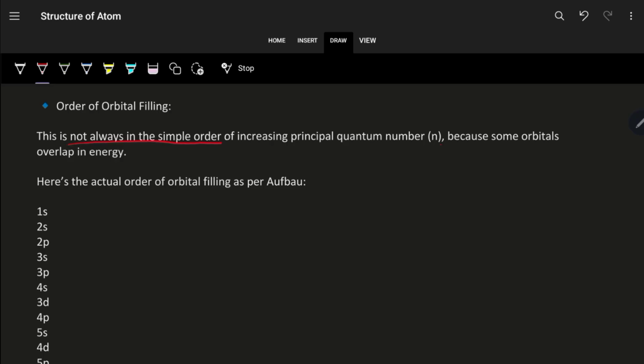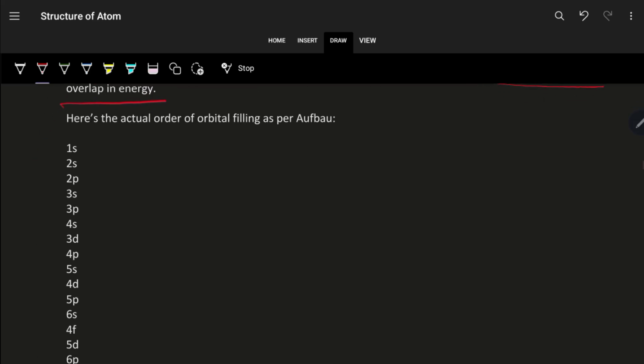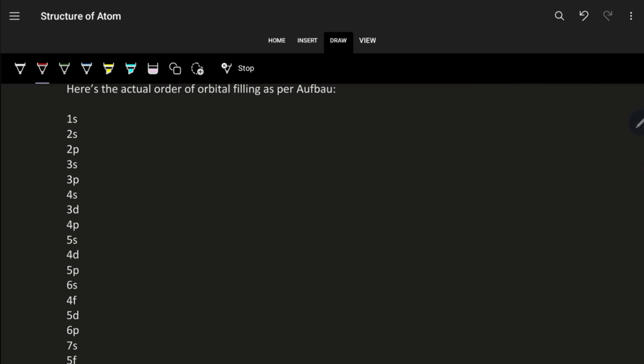Why? Because some orbitals overlap in energy. They have comparable energy. Here it is 2s, 2p. 1s, 2s, 2p. Just see 3s, 3p. But over here you see after 3p comes 4s and then 3d.